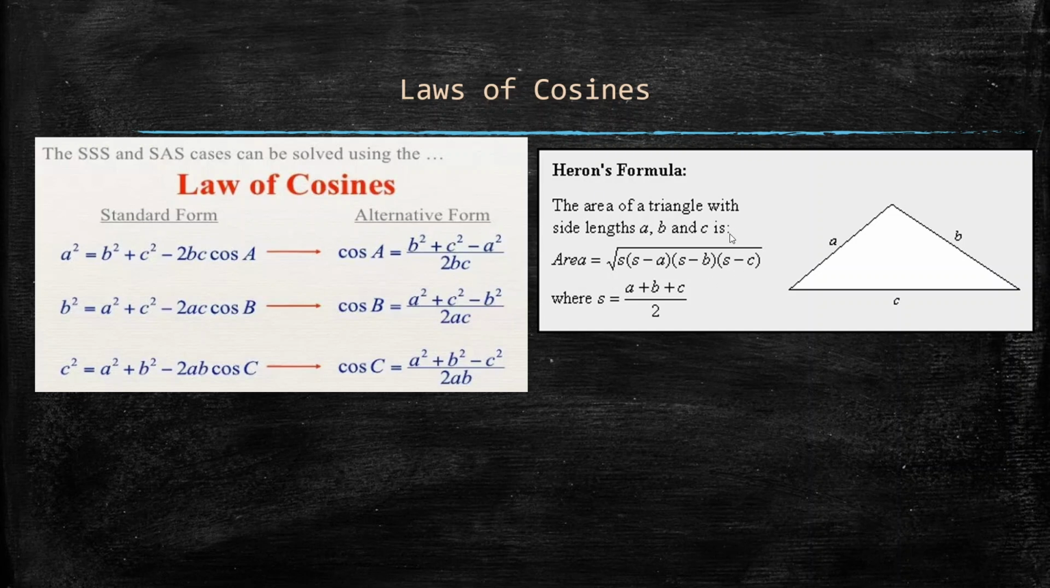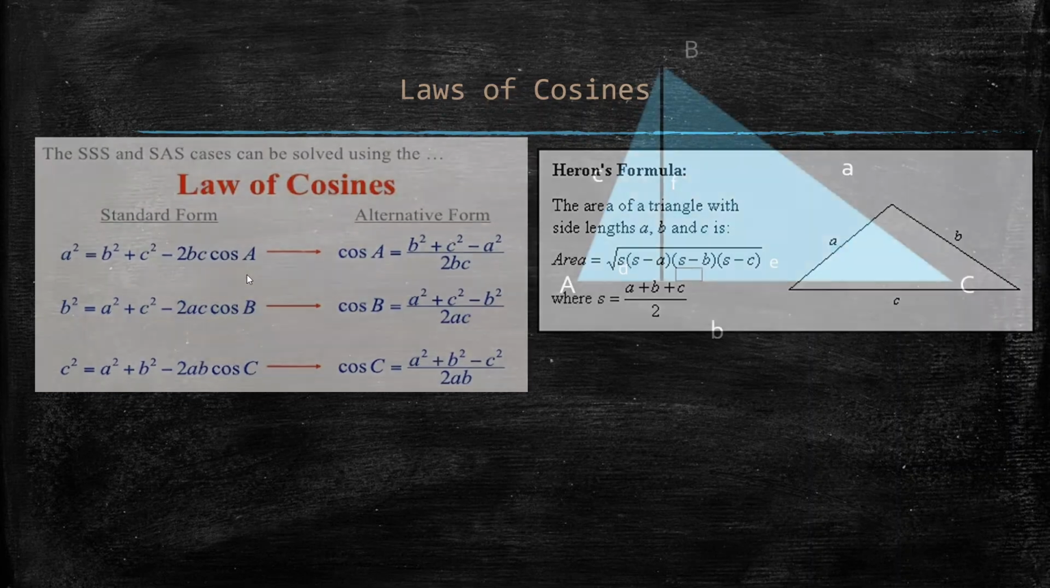We'll also be talking about Heron's formula to find the area of a triangle that is not a right triangle. But before we get to that, let's do a quick proof of the law of cosines, because I really do find that these are easier to understand if I know where they come from. I'm not a big fan of memorizing formulas, but certainly this is a good one to try to commit to memory.